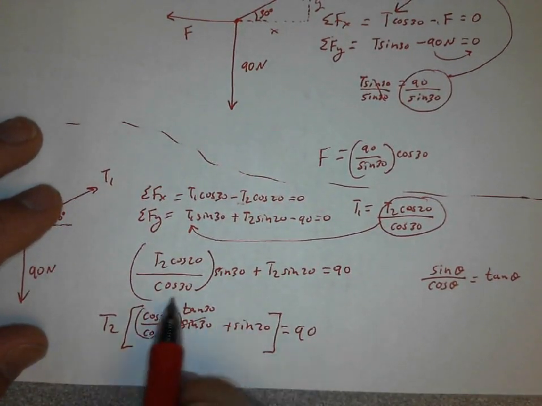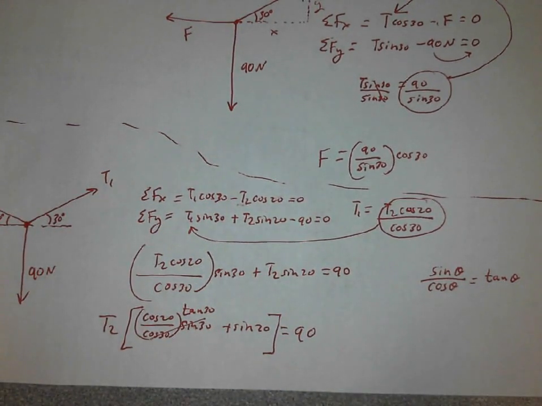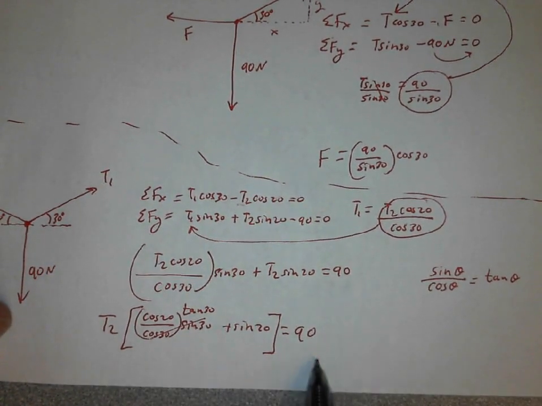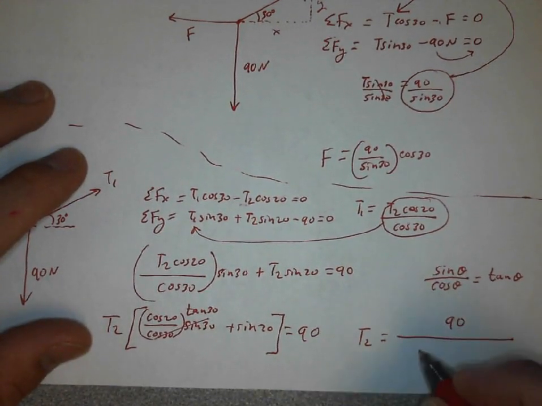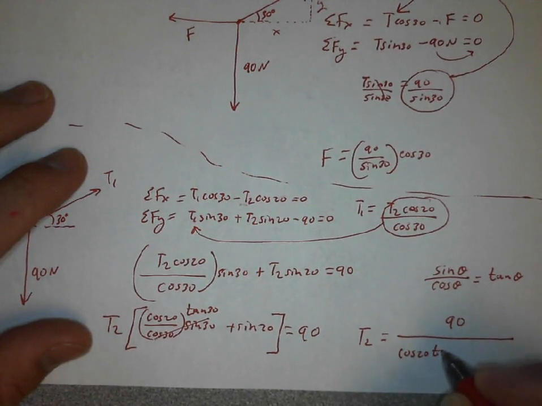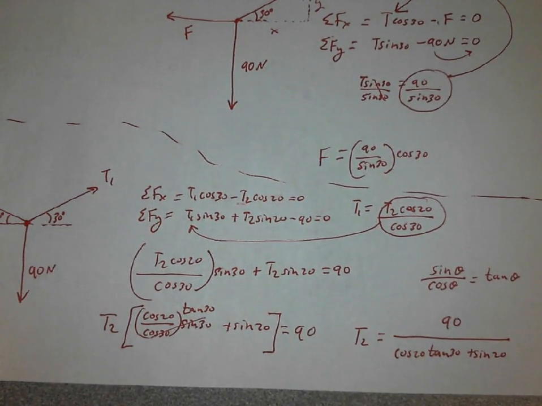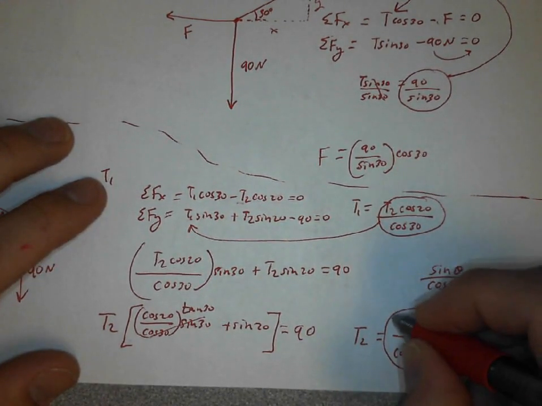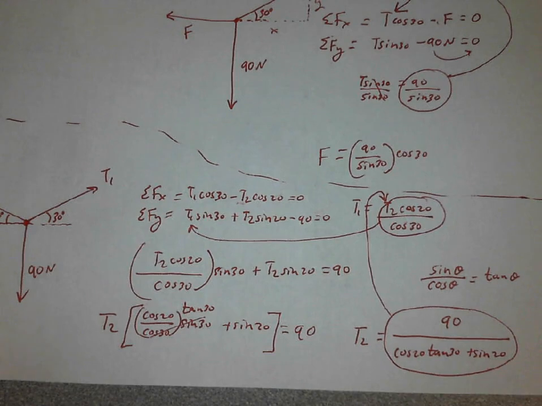Because what we're going to do now is this right here represents just some giant number. Cosines, tangents, and sines are all just numbers, decimals. So this is just a fancy way of writing a number. I'm going to divide the entire thing over. So T2 is going to equal 90 divided by cosine 20 tangent 30, plus sine 20. Plug that into your calculator, you're going to get some number. Then this value is plugged in for T2 in your T1 equation so you can solve for T1.